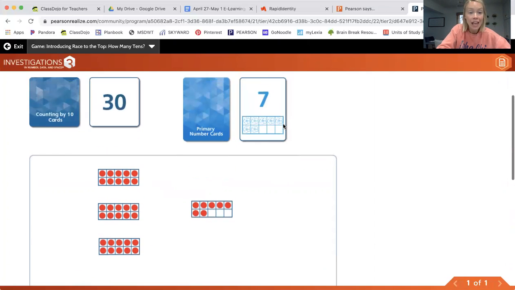So now when I count these, let's make sure we have 37. 10, 20, 30, and then I can count on 31, 32, 33, 34, 35, 36, 37. So I have 37 cards or dots.